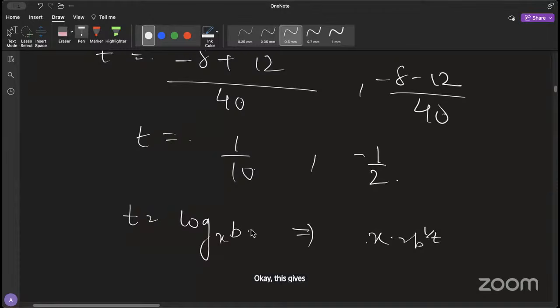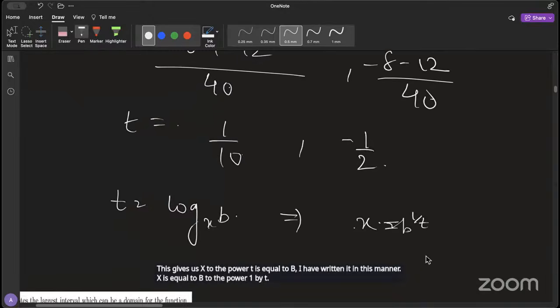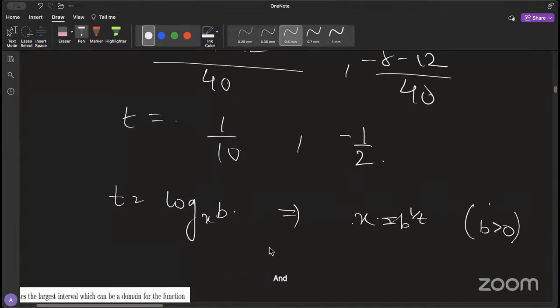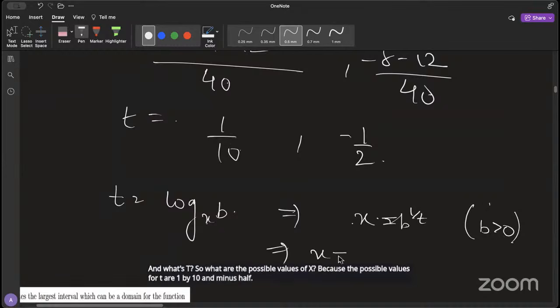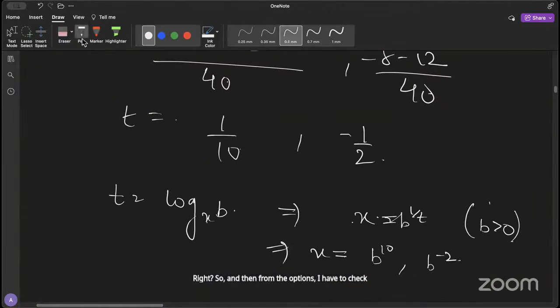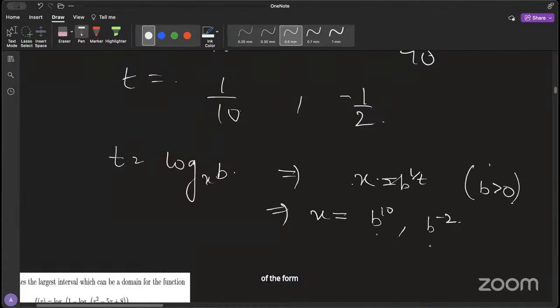This gives us x to the power t is equal to b. I've written it in this manner: x is equal to b to the power 1 by t, for b greater than 0. So you can choose b to be greater than 0. And what's t? So what are the possible values of x? Because the possible values for t are 1 by 10 and minus half. So for x, the possible values become b to the power 10 and b to the power minus 2, right? Then from the options, I have to check which of the options are of the form b to the power 10 or b to the power minus 2, where b is a number greater than 0.